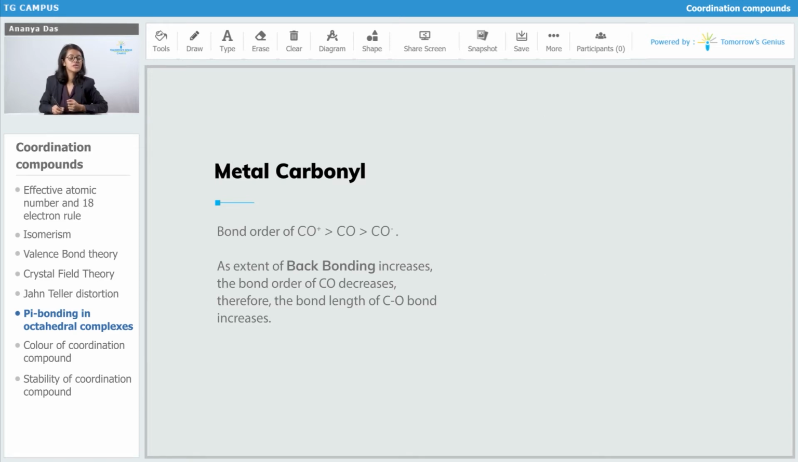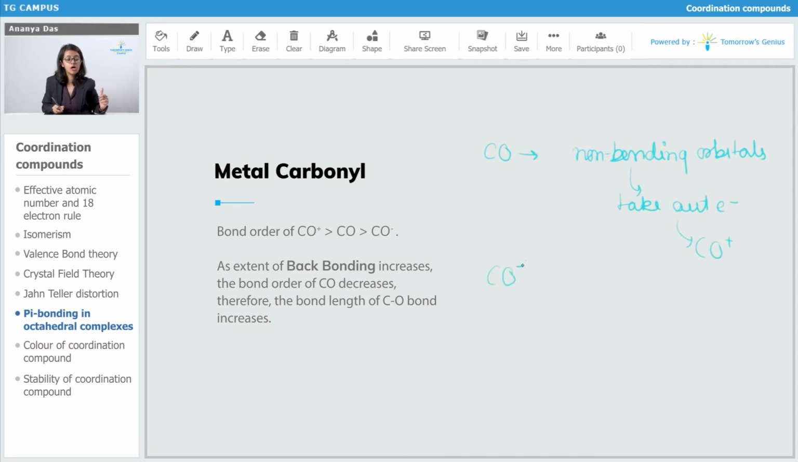In the molecular orbital diagram of the CO, the electrons which can be taken out are present in non-bonding orbitals. That is, you can take out the electrons from the non-bonding orbitals. When you take out an electron, you form CO positive. And when you give an electron, you form CO negative.